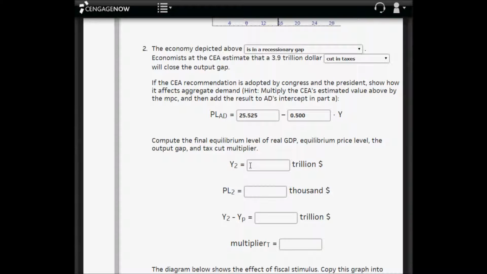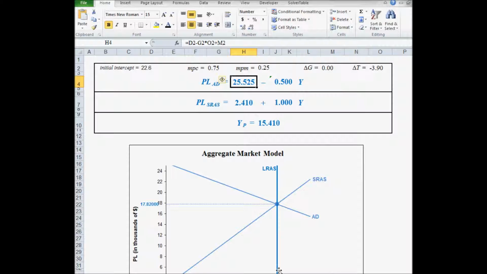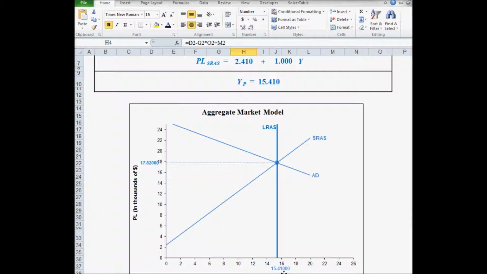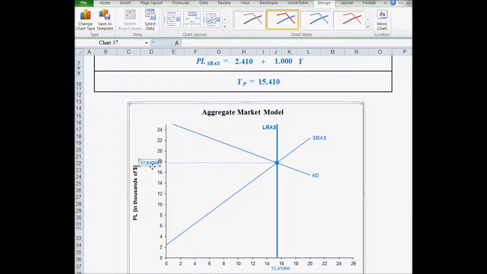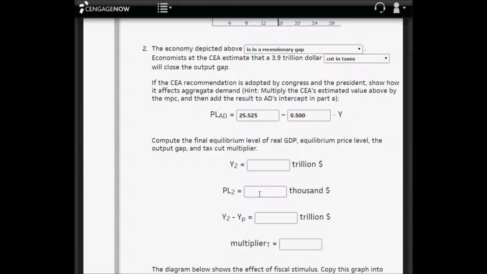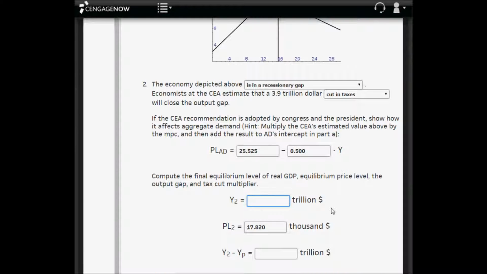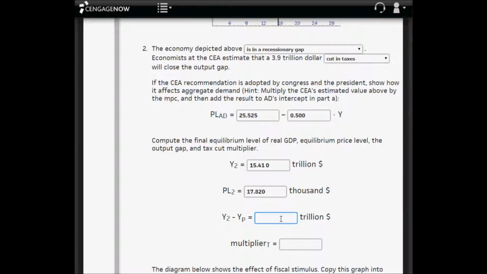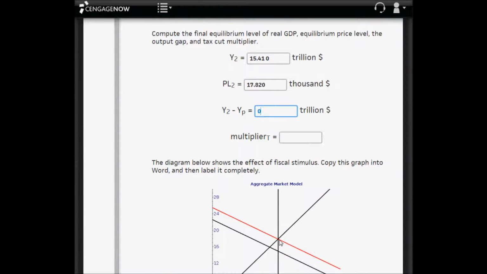We're going to get the final equilibrium from the graph. Real GDP is equal to potential, 15.41, and the price level is $17.820 thousand. The final equilibrium is $15.41 trillion. The gap is zero because final aggregate demand, short-run aggregate supply, and long-run aggregate supply all intersect at one single point.